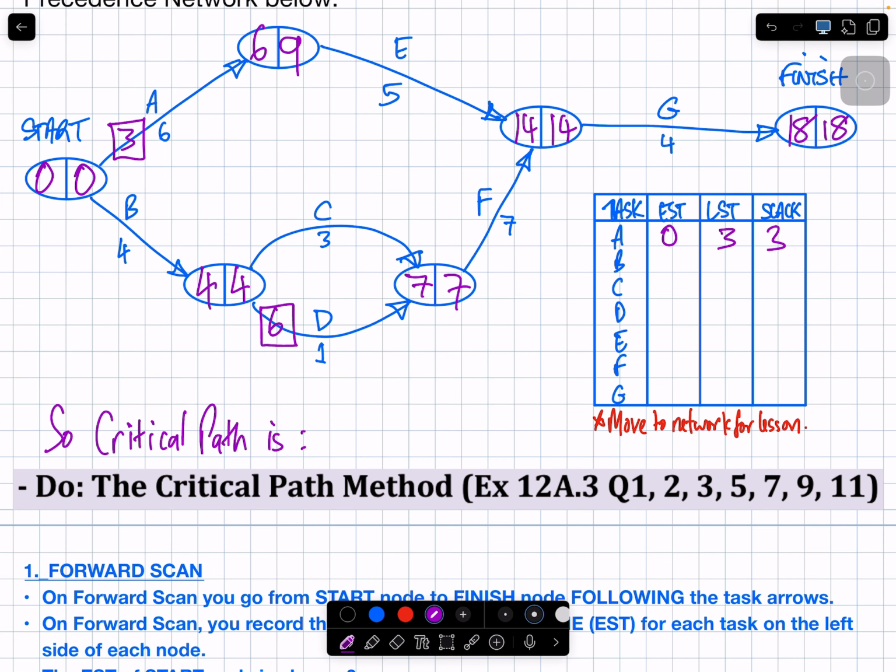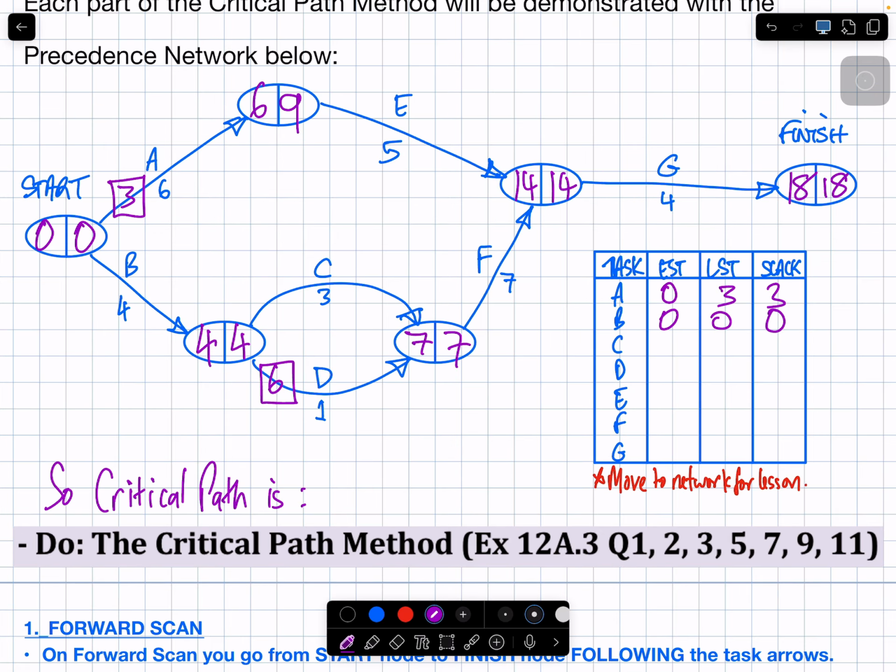Now let's look at B. What's the earliest time I can start B? 0. What's the latest time I can start B? Still 0, because that's what's in the node. So 0, 0. Does B have any slack? No. B must happen on time.